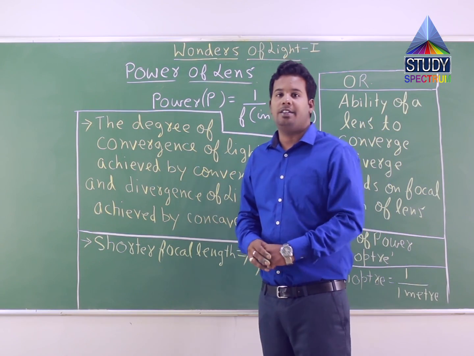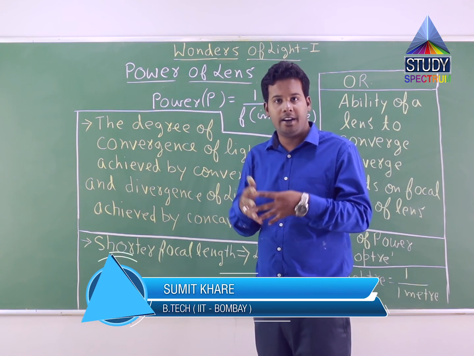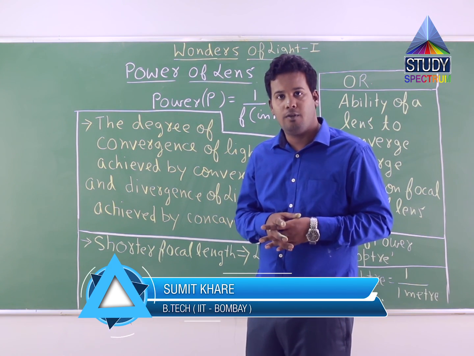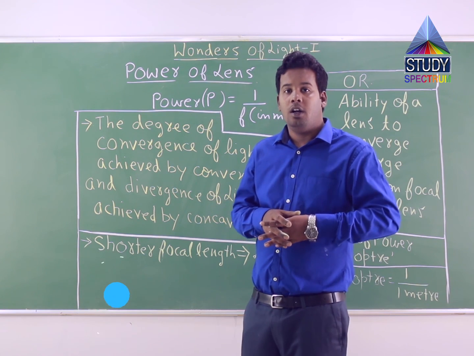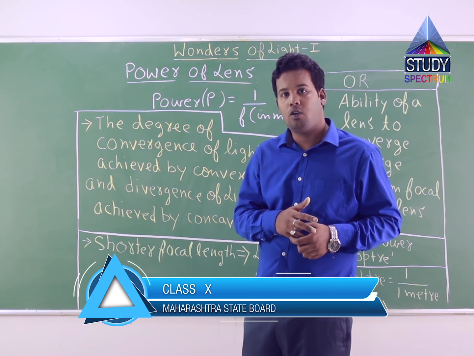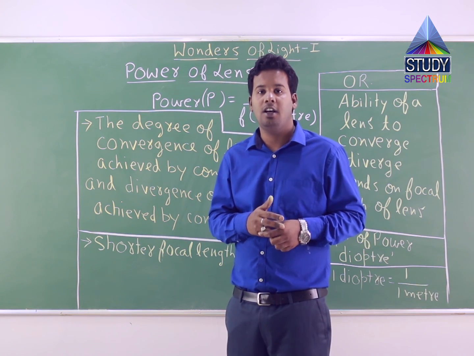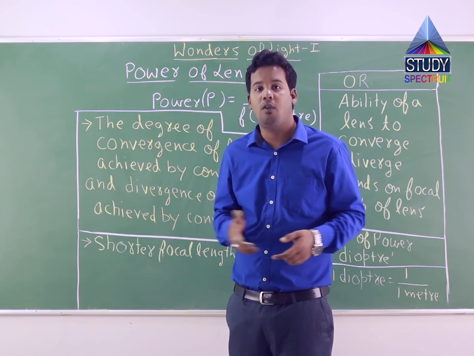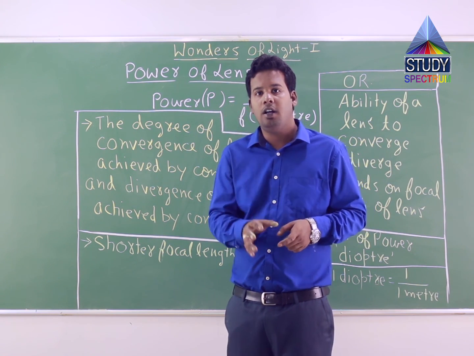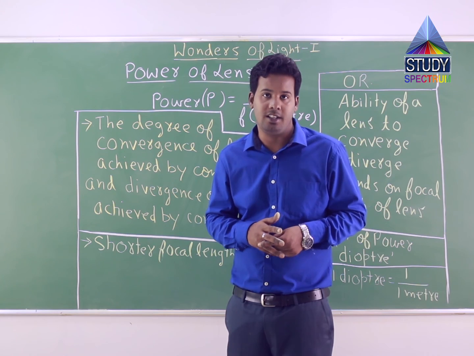So what is power of a lens? Friends, we have learned that convex lens has the ability to converge light rays and concave lens has the ability to diverge light rays falling onto it, correct? Now we have different types of convex lenses, we have different types of concave lenses. By saying different types of convex lenses or different types of concave lenses, we mean to say they have different powers to diverge or converge light rays. And that the ability of a lens to converge or diverge is actually related to the power of the lens.